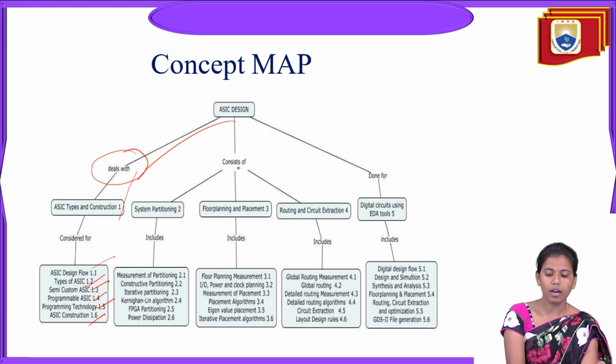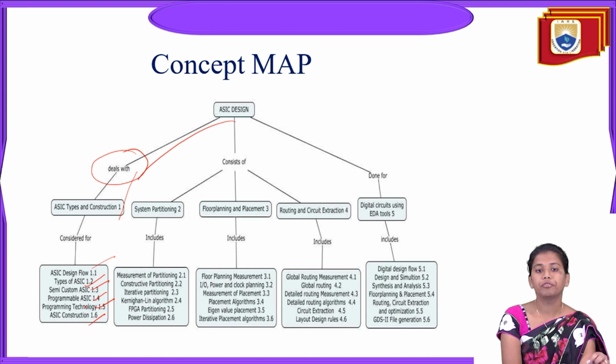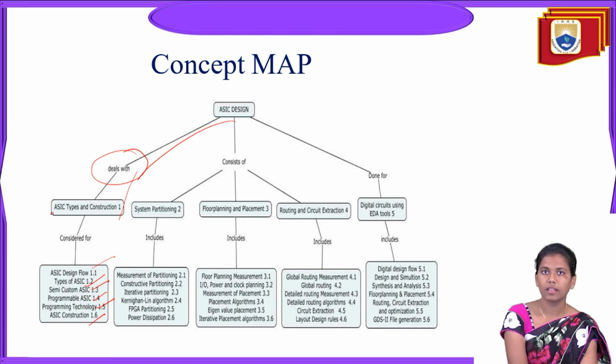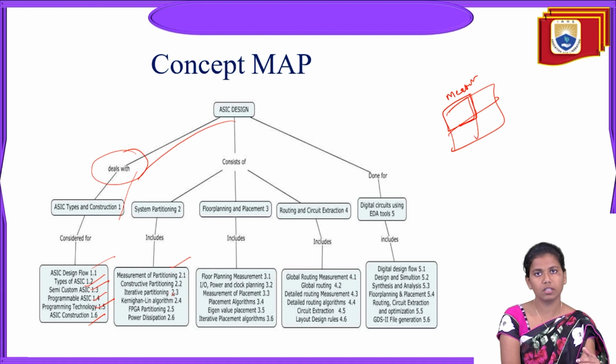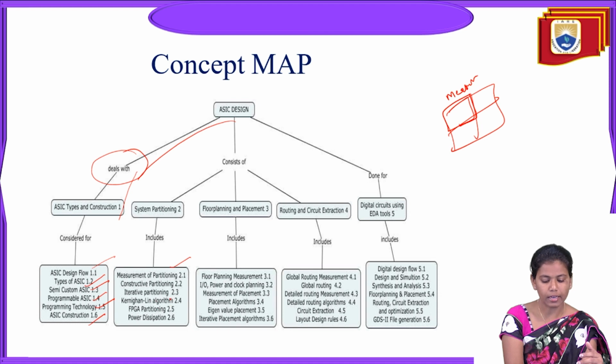Then ASIC design also consists of system partitioning. The first one is types and construction. The second one is system partitioning. System partitioning includes measurement of partitioning, constructive partitioning, iterative partitioning, and the Kernighan-Lin algorithm, some algorithms that we are able to use, and FPGA partitioning and power dissipation.